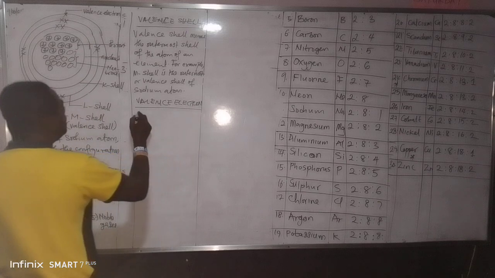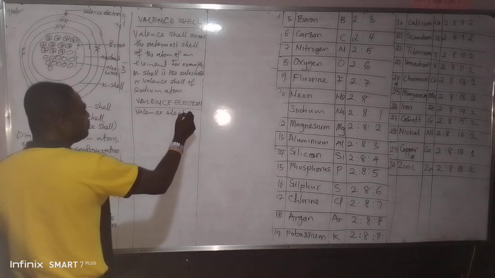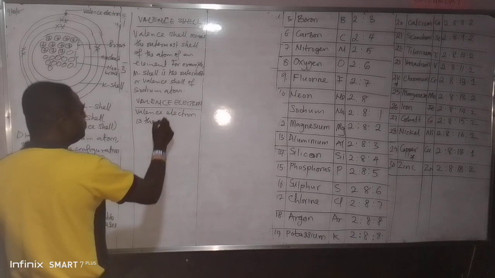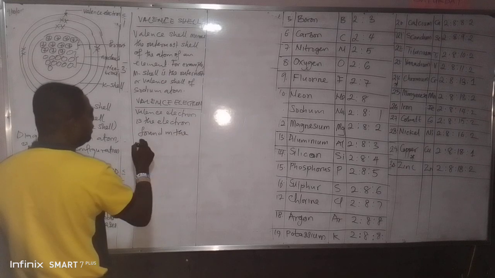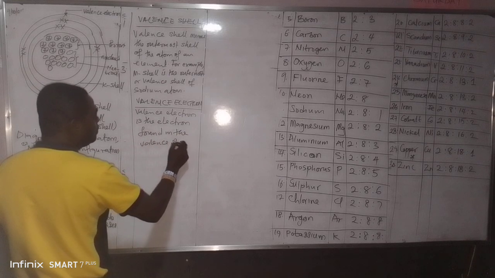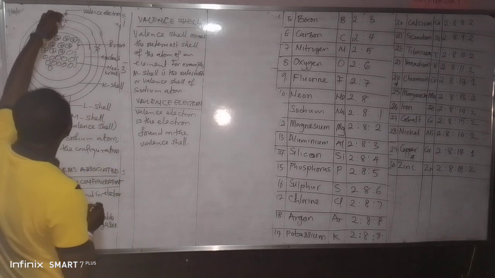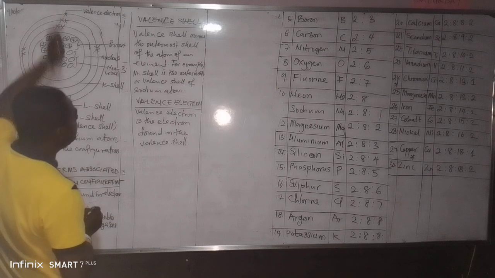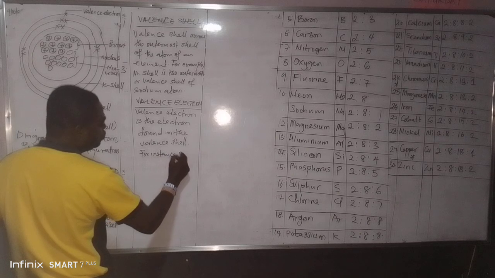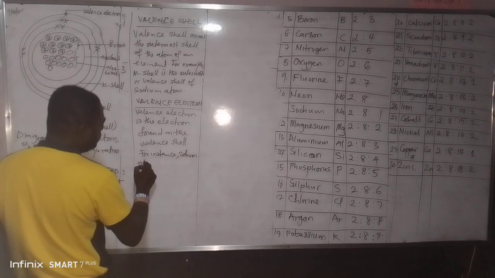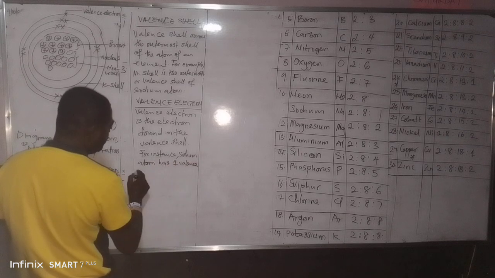Then we have valence electron. Valence electron is the electron found in the valence shell. So for example, this one electron, the sodium atom has one valence electron.